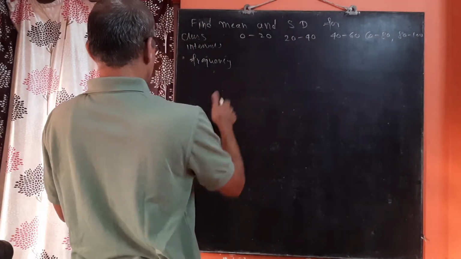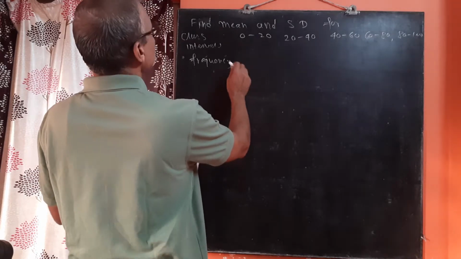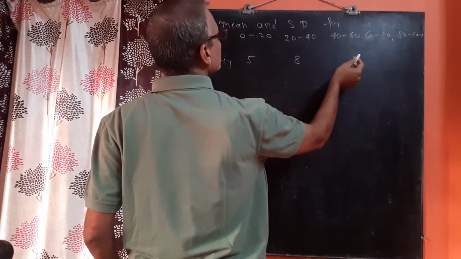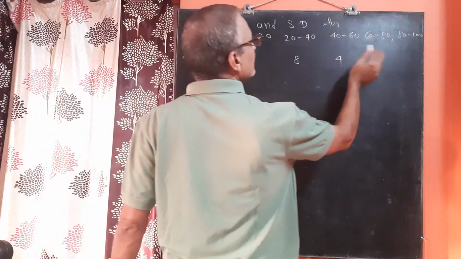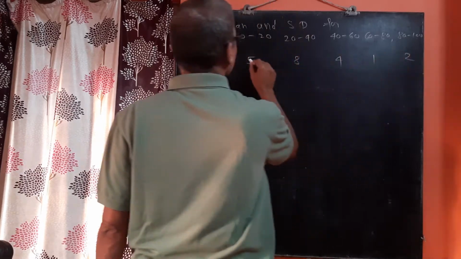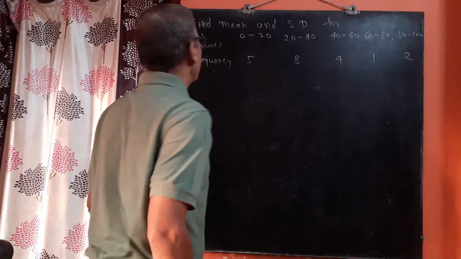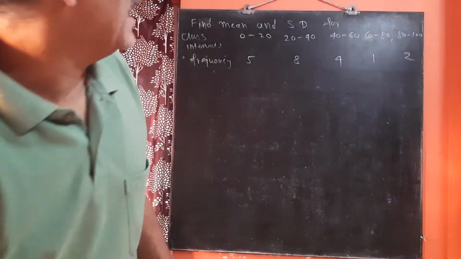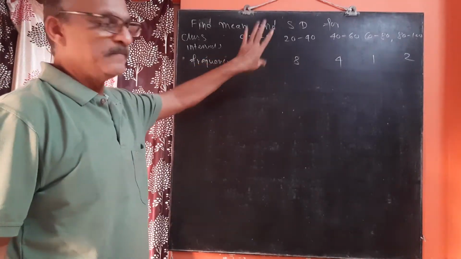The frequencies are, say here it is 5, 8, 8 plus 5, 13, plus 4, 17, 1, 18, plus 2, 20. Now you have to find the mean and standard deviation for this data.